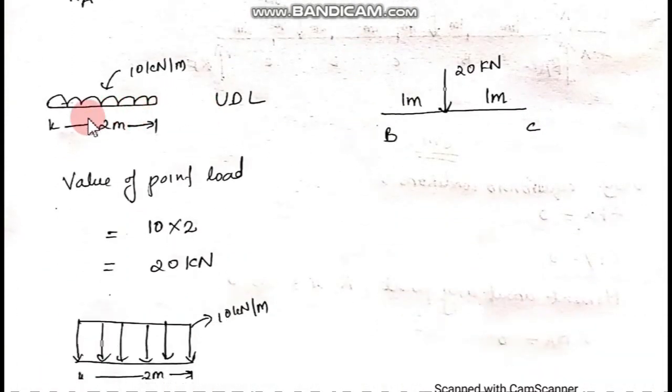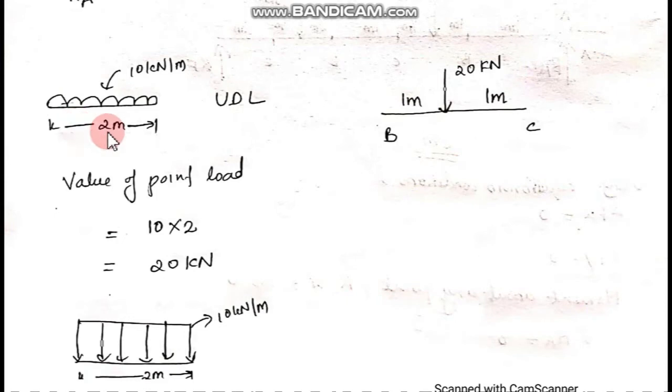Here the UDL value is 10 kilonewton per meter acting over a length of 2 meter. So per meter it is 10 kilonewton, which means the total will be 10 into 2, that is 20 kilonewton. When you are converting this into a point load, the value will be 20 kilonewton, and obviously it's common sense that it will act in the center because this is a uniform load. So I have made the point load act in the center of the beam, in between the 2 meters, that is 1 meter, 1 meter.